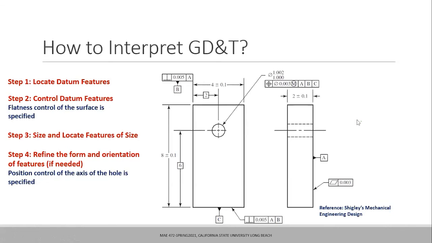So where is datum B? Datum A is the back surface. Datum B is attached to this feature control frame, which is basically the side face, which has to be perpendicular to datum A. So one of the side faces is datum B, and the bottom face is datum C. If you look at this view, the back face is datum A, the side face is datum B, and datum C is the bottom face.